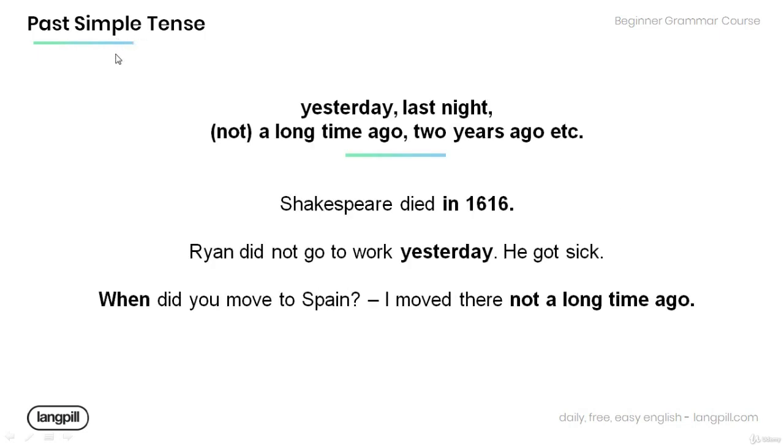Note that we can use yesterday, last night, not a long time ago, 2 years ago, etc. to create the past simple tense. Have a look at the examples below. Shakespeare died in 1616. Ryan did not go to work yesterday. He got sick. When did you move to Spain? I moved there not a long time ago.